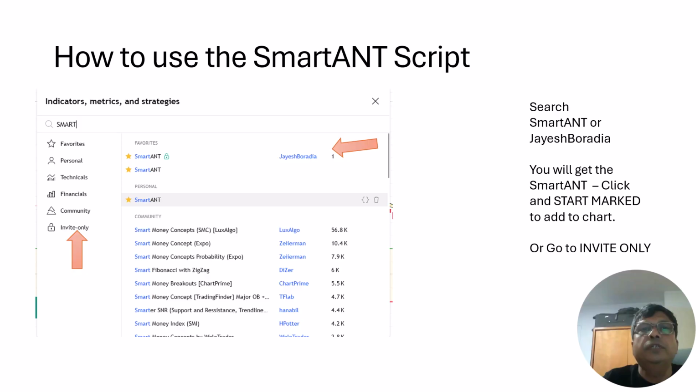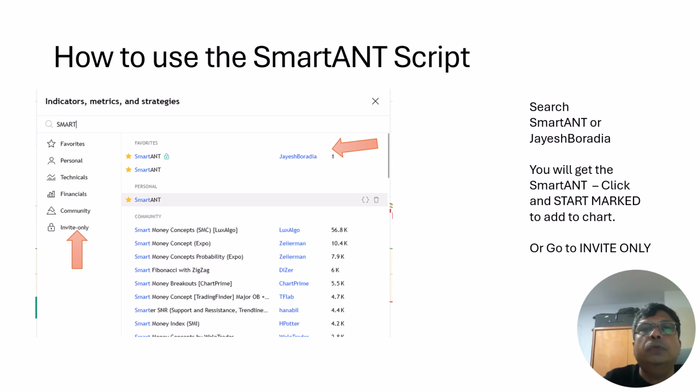To start using the SmartANT script, simply search for SmartANT on the dashboard on TradingView. Once located, you can easily add it to your chart by clicking Start, marked here. Alternatively, you can access it through the Invite Only section, ensuring you have the right tools at your disposal for effective trading. As shown marked with arrows, this is what you have to do, and you have to go to Invite Only.